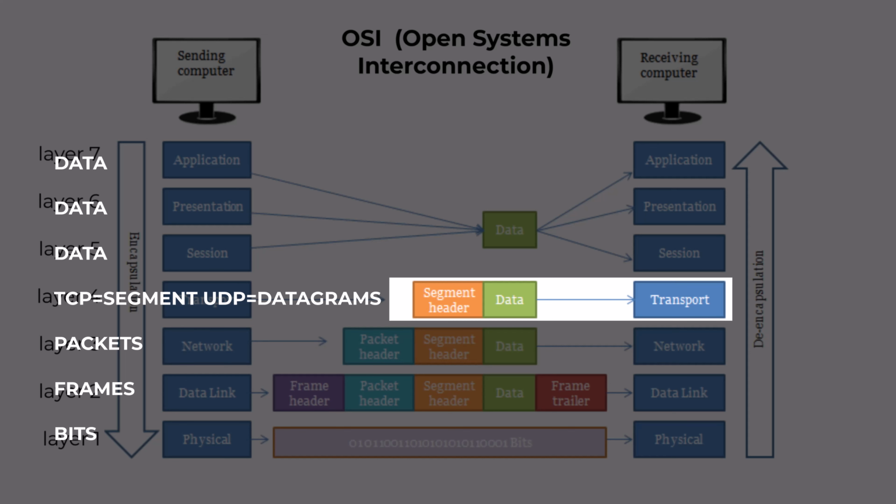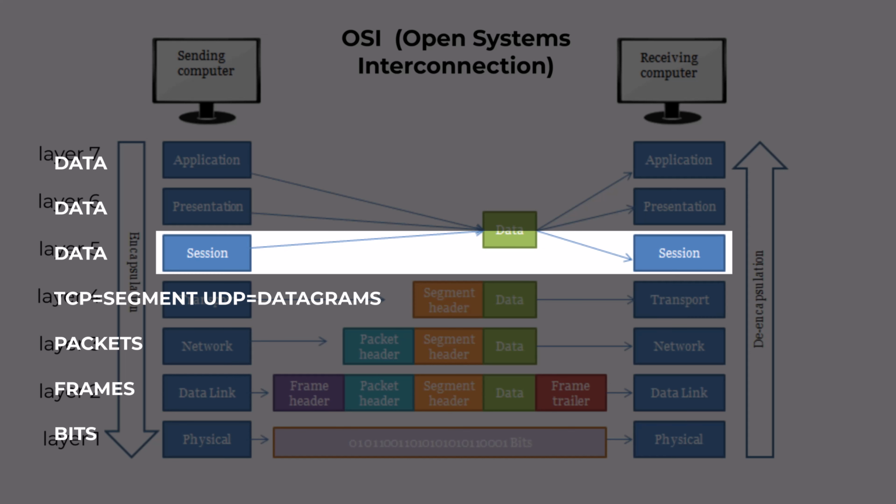At the transport layer, data becomes segments if the data is being transferred by using TCP, or datagrams if data is being transferred by using the UDP protocol. So on the transport layer, the data can be transferred in two different forms. If the data is being transferred by using the TCP protocol, then data is called segments. Or if data is being transferred by the UDP protocol, then data is called datagrams. And segments add port numbers to direct data to the right application, ensuring reliable delivery.